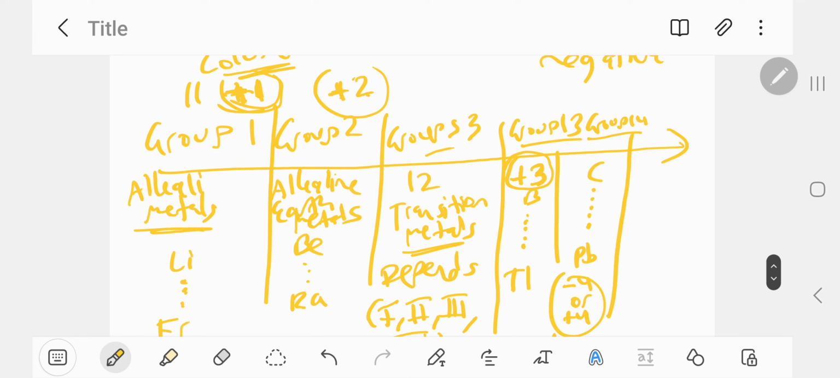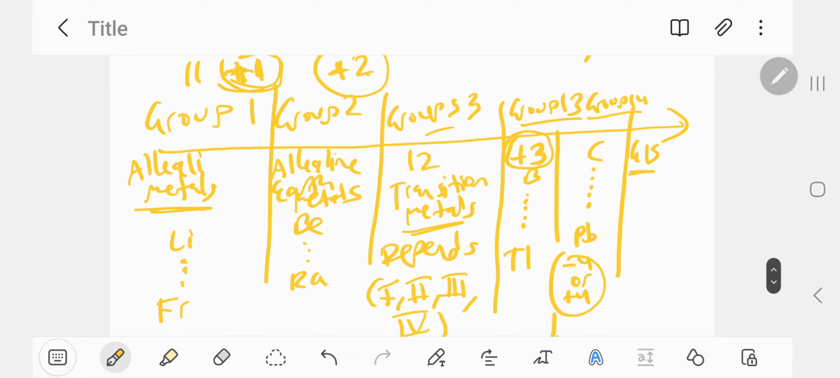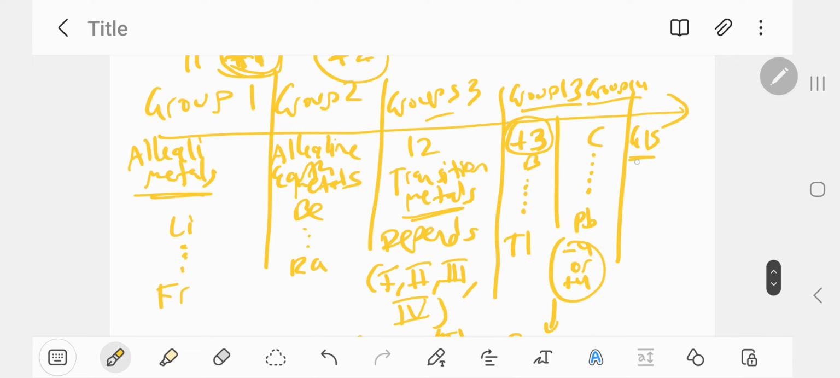Group 15. I put G for short. Group 15, running out of room. Group 15 is nitrogen all the way through to bismuth, Bi. Valency of -3. These are non-metals. They want to gain 3 electrons to become negative. Group 16, from oxygen all the way through to polonium, Po, has a valency of -2. They want to gain 2 electrons to become negative.